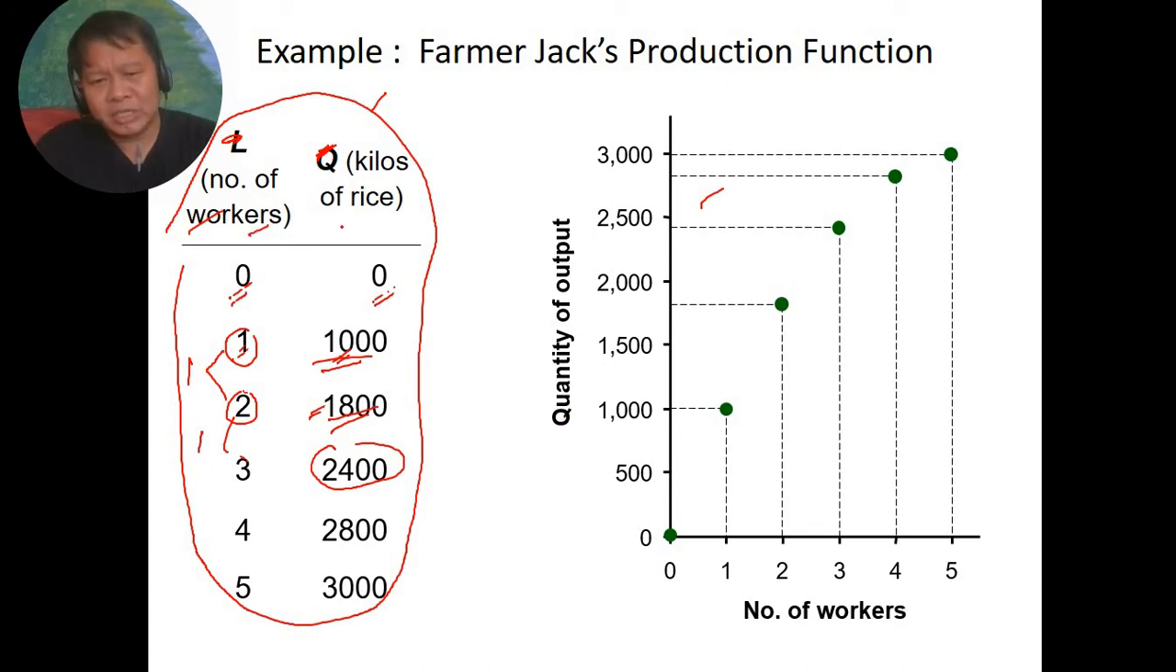sa number of workers and the kilos of rice, ang dependent variable ani is ang kilos of rice. Kay kung magpadaghan ka og laborer, maglihok-lihok man ang gidaghanon sa imong abot. So ang dependent variable ani is ang production. Ang production sa rice nagdepende sa number of laborers. So kung dependent ang Q, the quantity of output should be put in the Y variable. Okay, ang dependent mao ang Y variable.